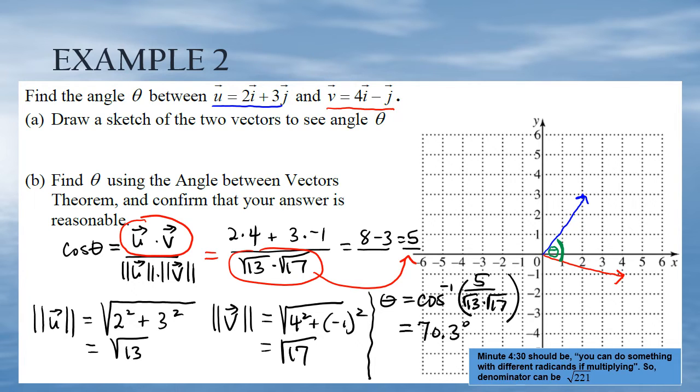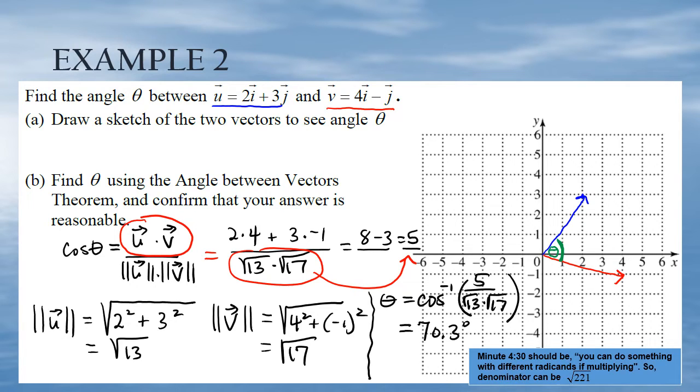Now, one of the things that part B says is to confirm that your answer is reasonable. So we've looked at it, but I want you to think about this for a second, and you don't necessarily have to do it now, but I would urge you to do it on your own. Without knowing the angle between vectors theorem, would we be able to find that angle theta? And I think the answer is yes.